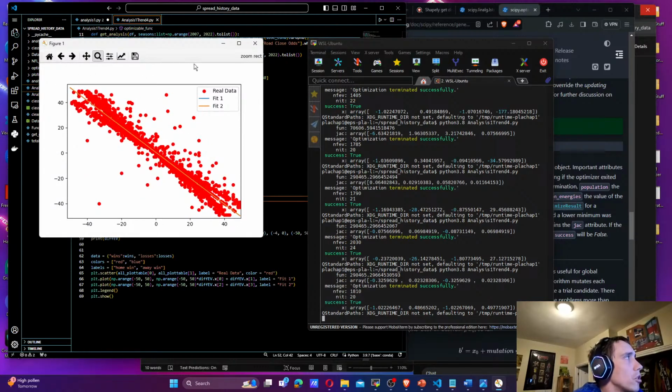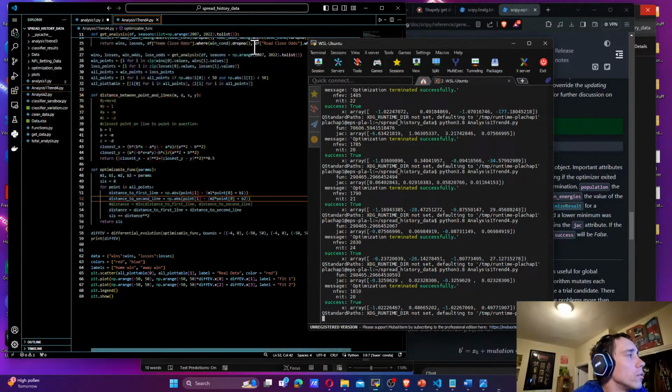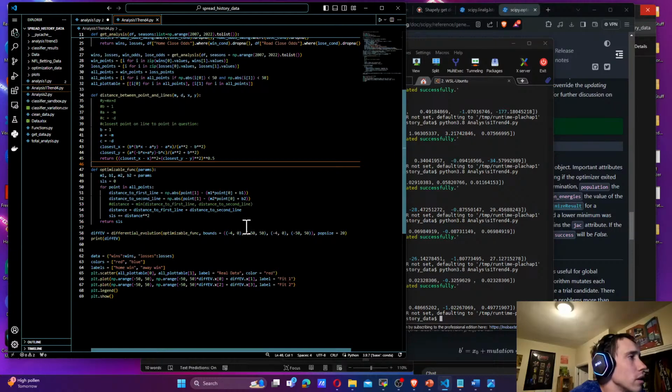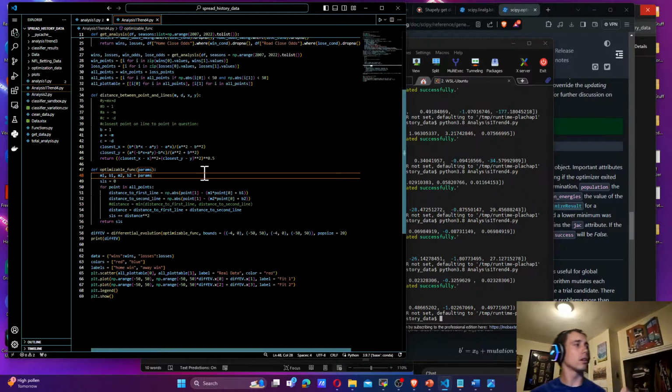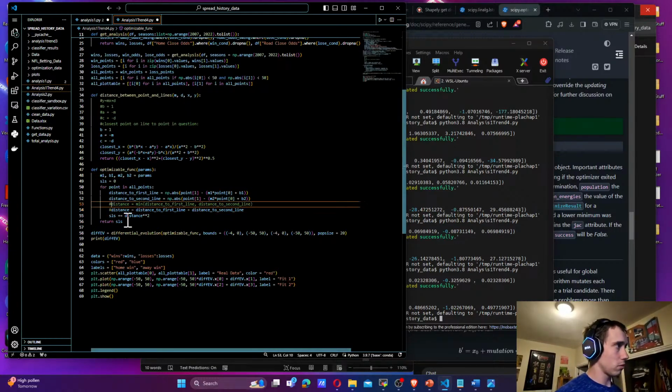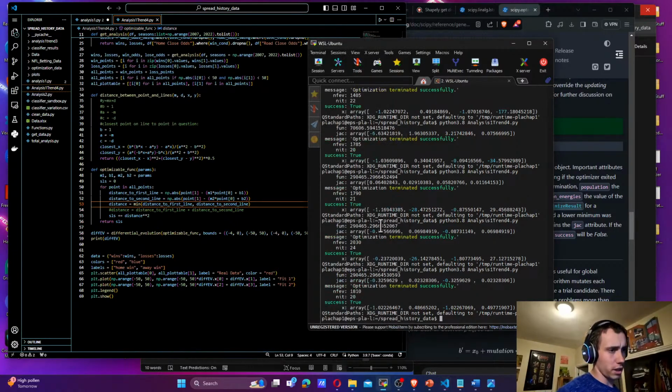Okay, so now let's do, what do we want to change? We want to increase the bounds, or, so now we want to change it back to the minimum distance between the two lines. So hopefully that lets us find a second line.